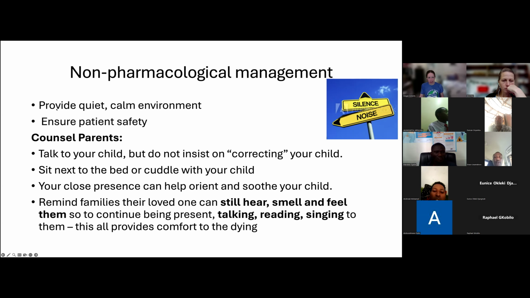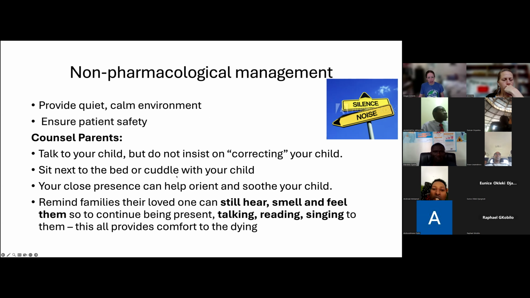If the child's agitated, we try and provide as calm and quiet an environment as possible, make sure the patient's safe, they're not going to hurt themselves or fall, and counsel the parents. Tell them to talk to their child, but don't insist on correcting the child. Like if the child is persistently confused about a certain thing, like they keep saying, I'm at home, you don't have to correct them. You just say, okay, yeah, you're at home, even if the child is in the hospital.